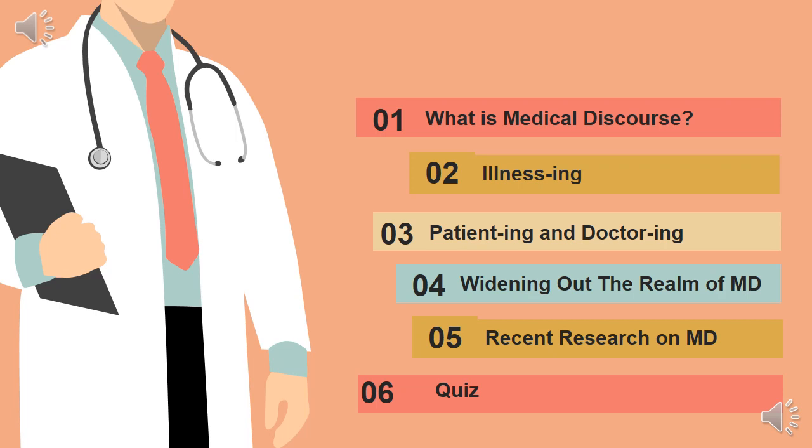There are 6 points that we will discuss today. The first is what is medical discourse, the second is illnessing, the third is patienting and doctoring, the fourth is widening out the realm of medical discourse, the fifth is recent research on medical discourse, and the last is quiz. Please pay attention to the presentation because you will have a quiz at the end of our discussion today.